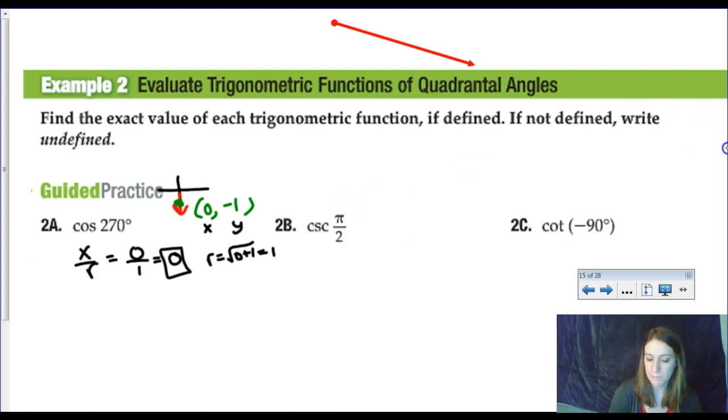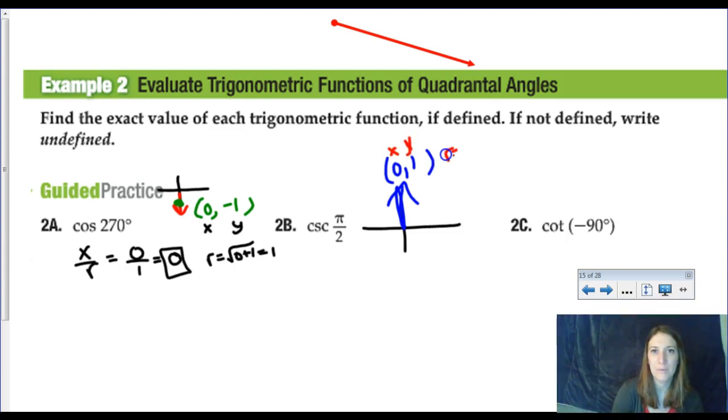Cosecant of pi over 2: if I think about where pi over 2 is, that's up here. Oh, okay, that was supposed to be a vertical line. So that's the ordered pair 0, 1. Here's my x, here's my y, and then the r would come out to the square root of 0 plus 1, so the square root of 1 is 1. Cosecant, remember, is the reciprocal of sine, so it's r over y. So r over y would be 1.